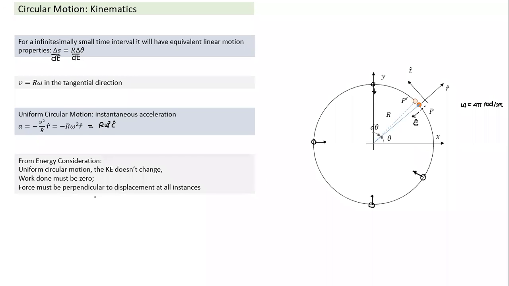Now, if we look from an energy consideration, in uniform circular motion, omega is the same and velocity is the same. If the particle is moving at a constant speed, its kinetic energy is not changing. It is something like this.